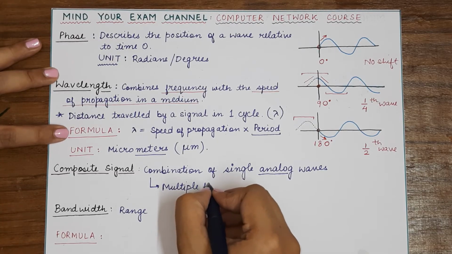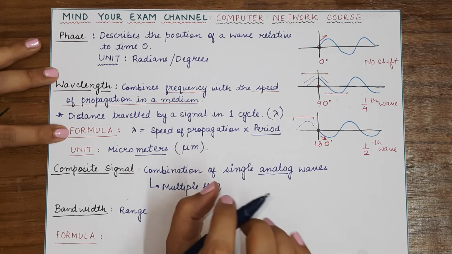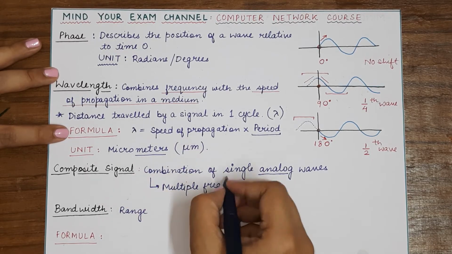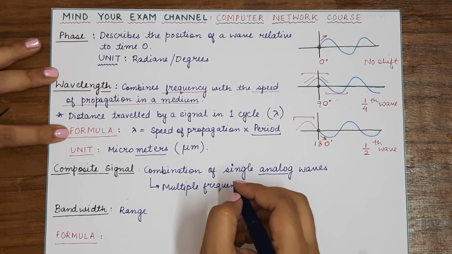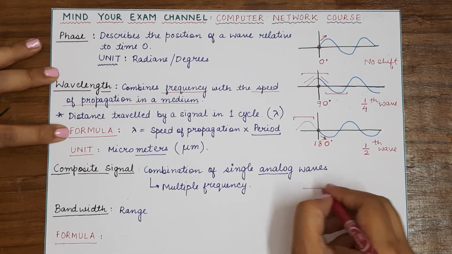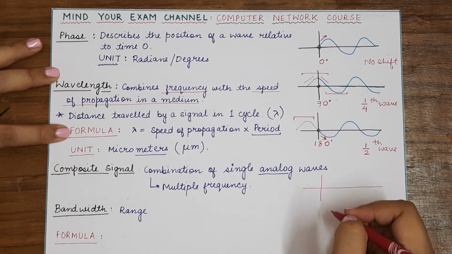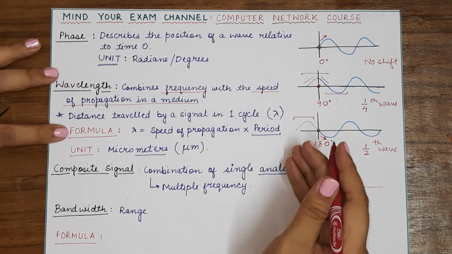So a single wave or a single signal has a single frequency. It has a particular frequency defined for it, whereas a composite signal will have multiple frequencies, and that is what is actually useful in our daily lives also in digital communication.